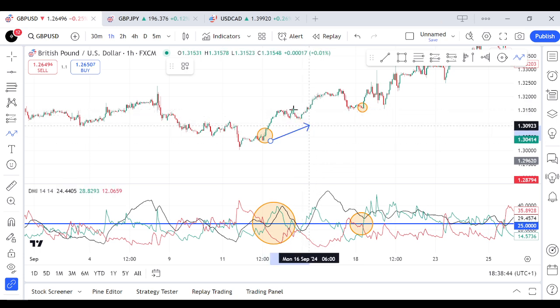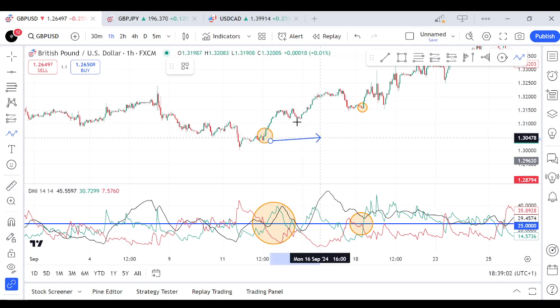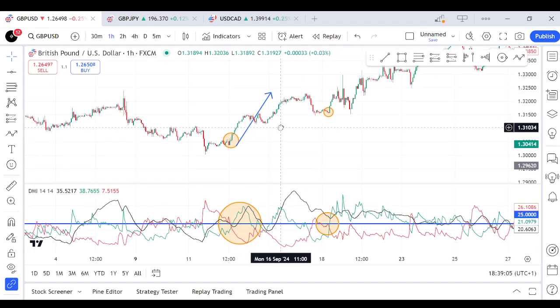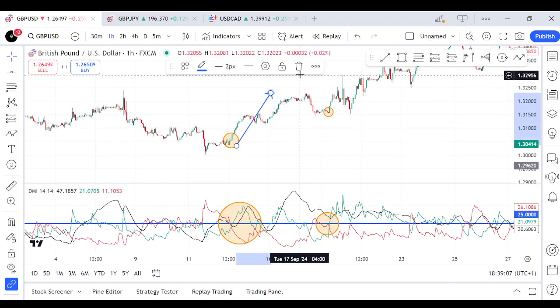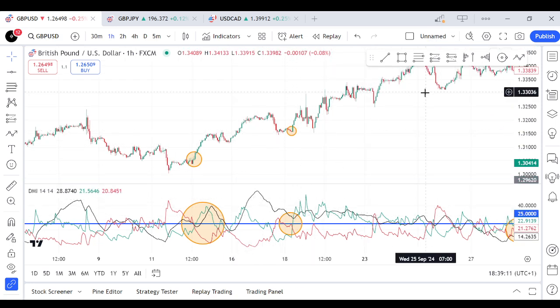So this is the trend confirmation trading strategy, waiting for the ADX line to go above 25 and waiting for this cross, the DMI cross, which is the positive DI crossing above the negative DI for a bullish trend, and the positive DI crossing below the negative DI for a bearish trend. So after that cross and the confirmation from the ADX line, you can enter your trades.